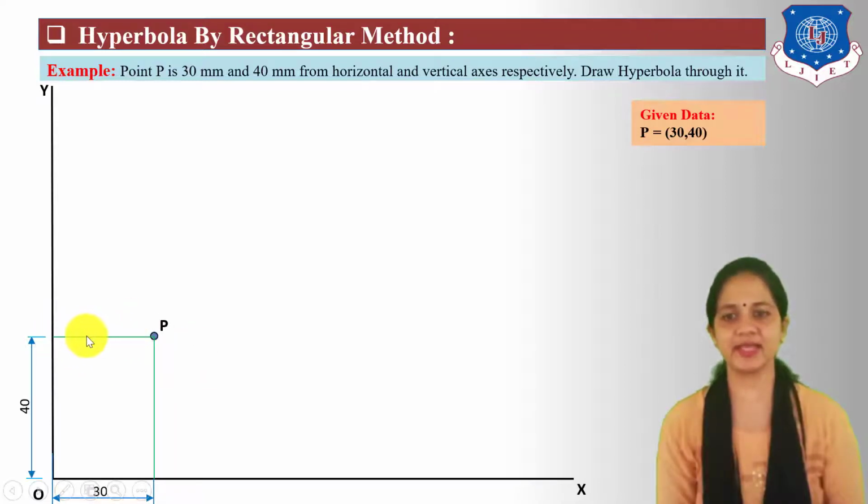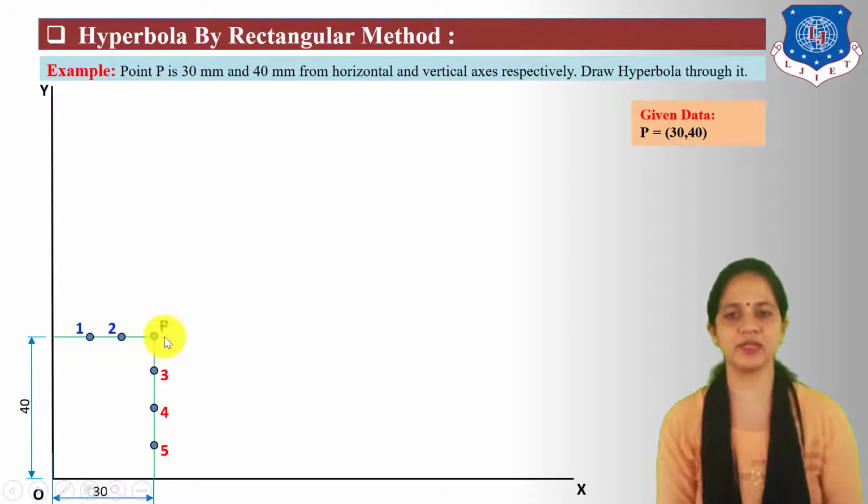Next divide this line into equal or unequal 3 divisions. The number of divisions you can choose according to the length of this line. Here I have taken 3 equal divisions and marked the division points as 1, 2. Next divide this vertical line into equal or unequal 4 divisions. Mark these division points as 3, 4 and 5.